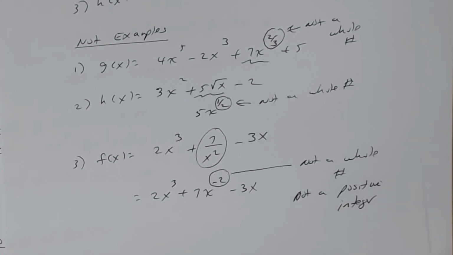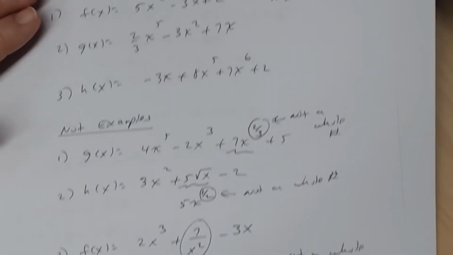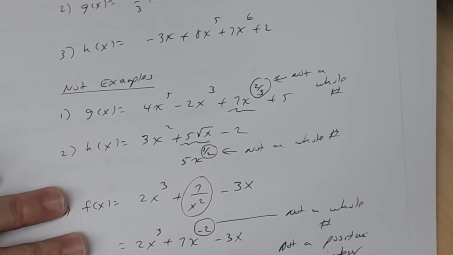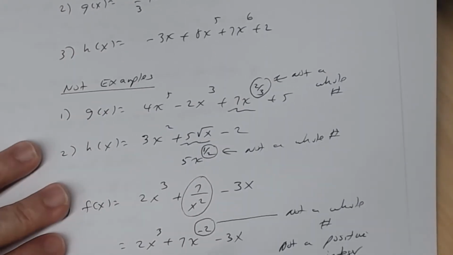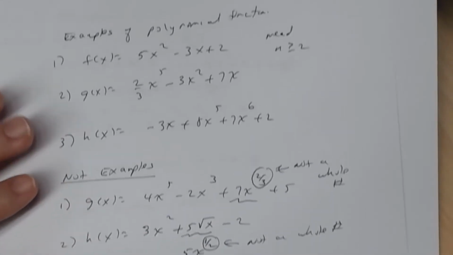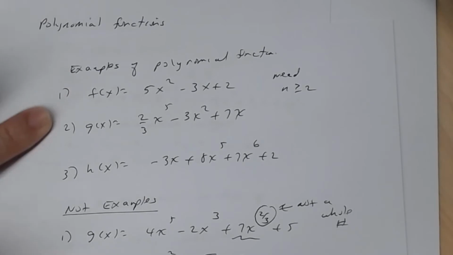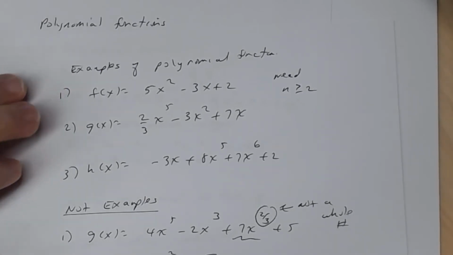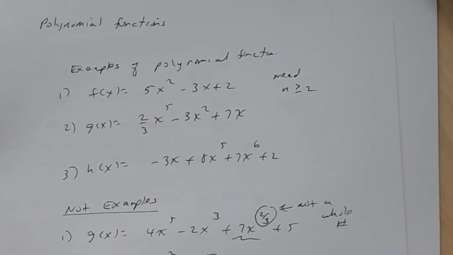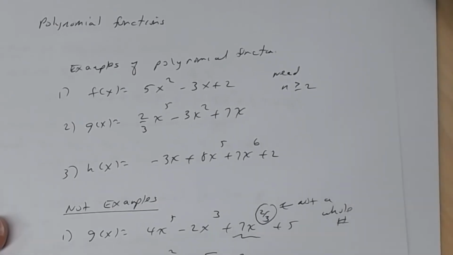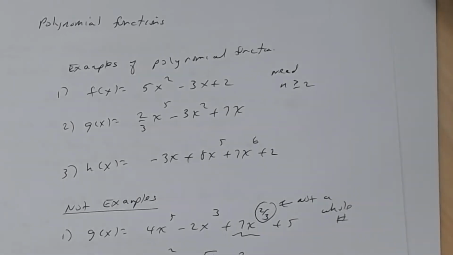Okay? All right, so those are examples of polynomial functions, and those are examples of functions that are not polynomial functions. All right, what we're going to be interested in, though, is these polynomial functions. What are the end behaviors? What happens, without graphing, to the ends of these polynomial functions?